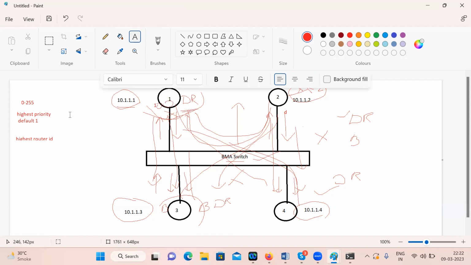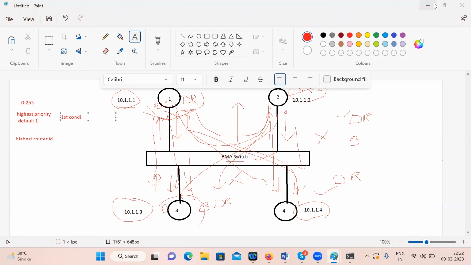If you want any router to be forcefully a DR router, change its priority. Why? Because this is the first condition. Got the point? Is it clear now, Pratik? Yes, sir. So if you want any router to be forcefully the DR, you can make it so by giving it the highest priority. You can set a priority from 0 to 255.